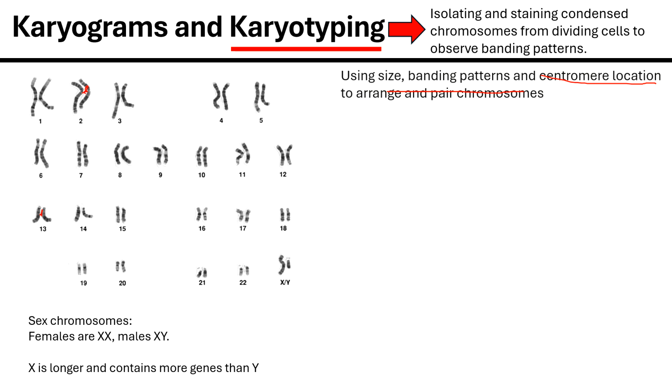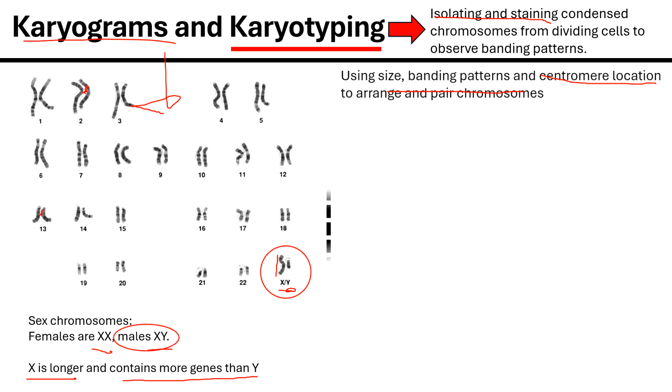Now the sex chromosomes are XX for females and XY for males, as you can see right here, where X is longer and hence contains more genes than Y. Okay, so karyotyping is the process by which we isolate and stain the chromosomes, and the karyogram is this diagram that you can see right here. Okay, so think diagram, karyogram.